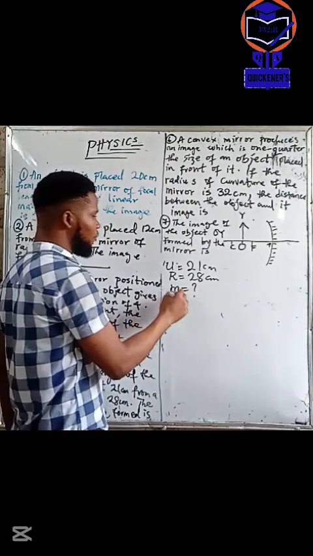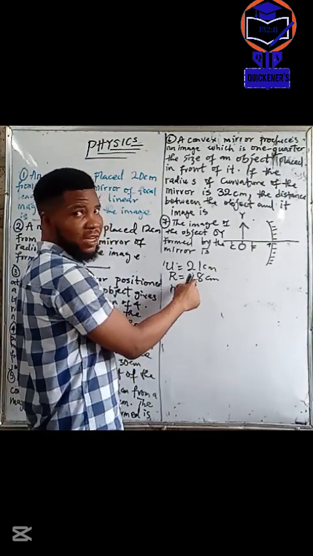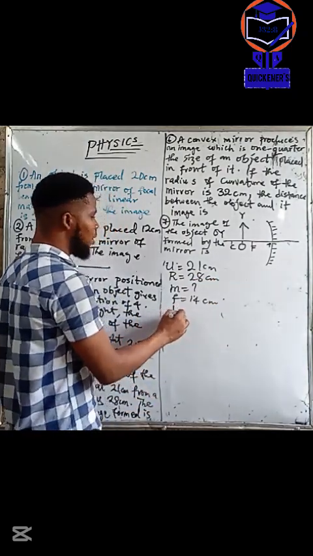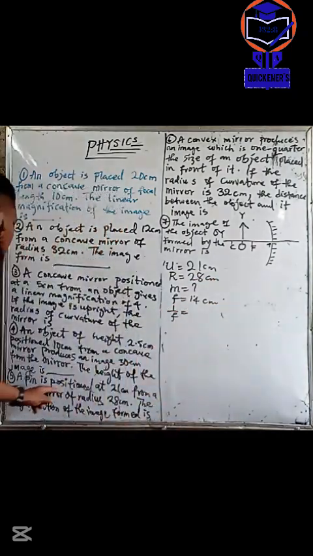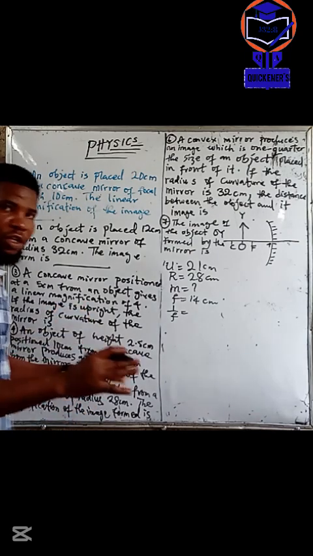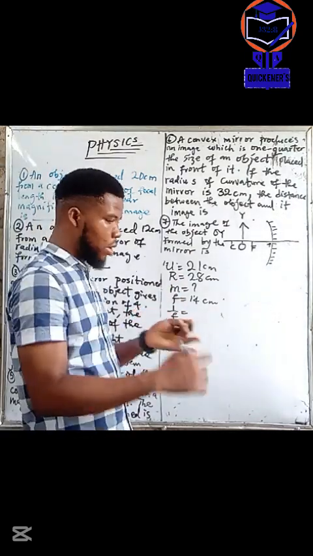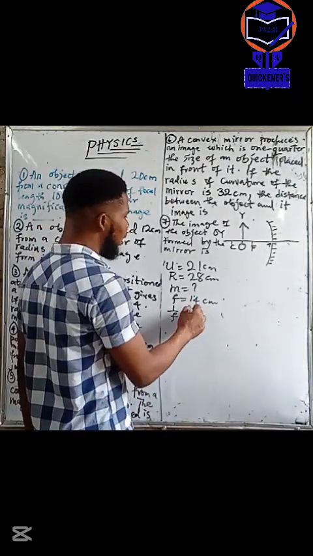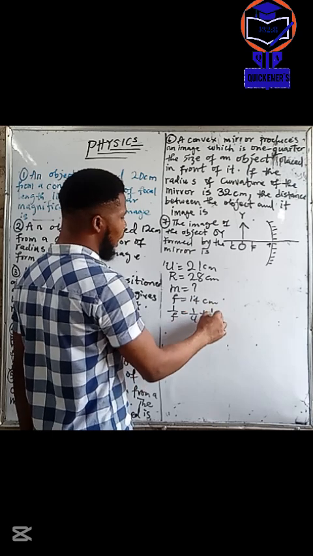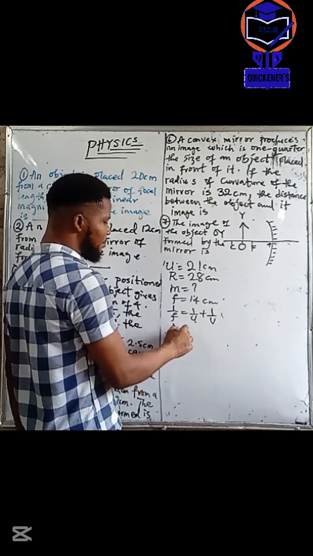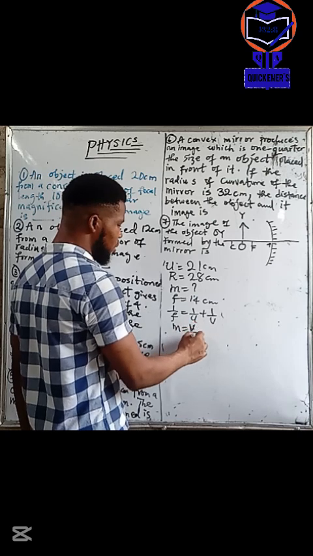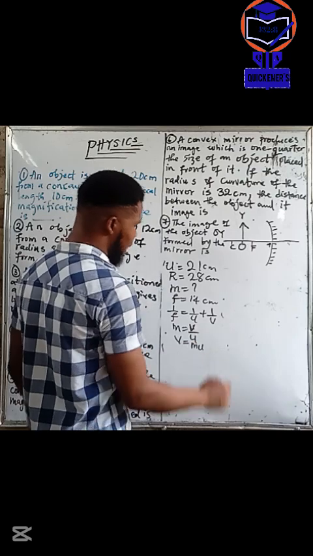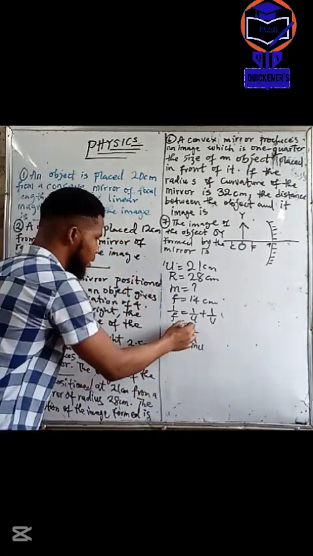First of all, our R is 28, and half of this is 14 centimeters. Is that correct? Good. So now, 1 over f. Remember, this is a concave mirror, so everything is positive. Your f is positive in front of the mirror, and your image is positive. So what do you have? 1 over f equals 1 over u plus 1 over v. Now, m is v over u. So when you cross multiply, v is mu.